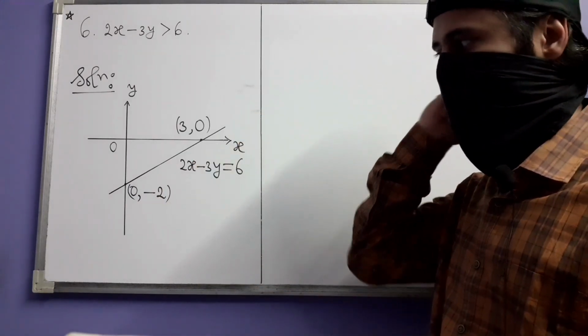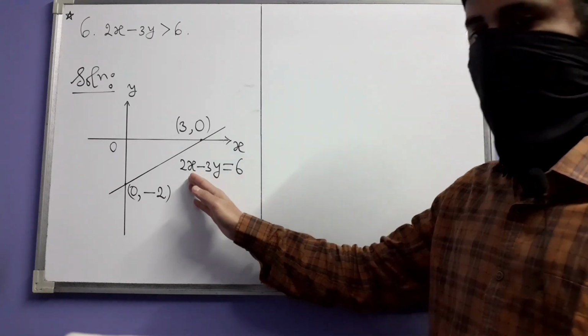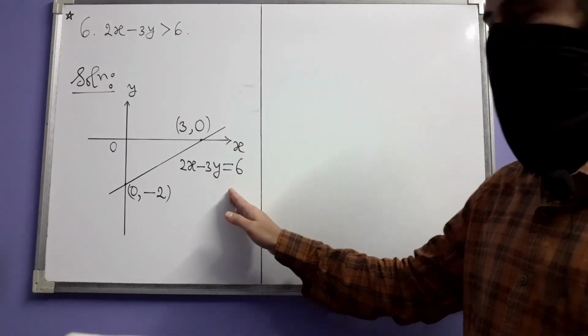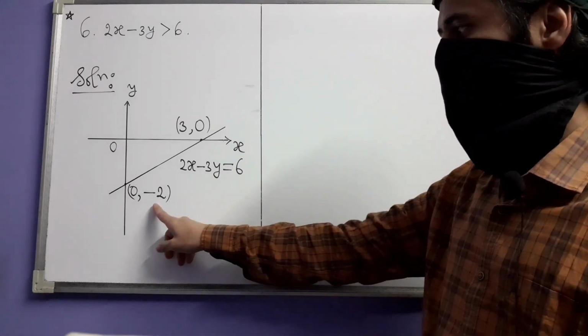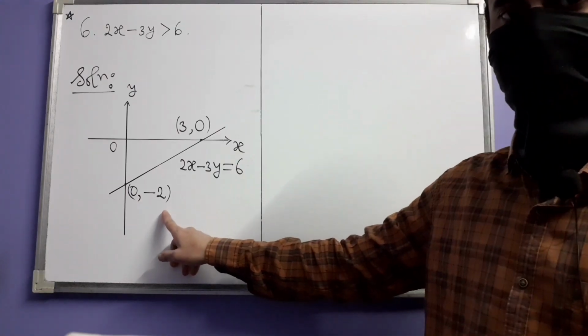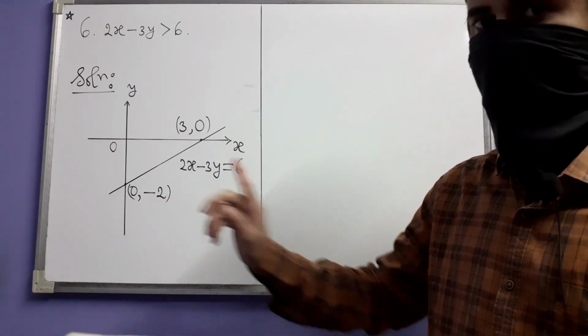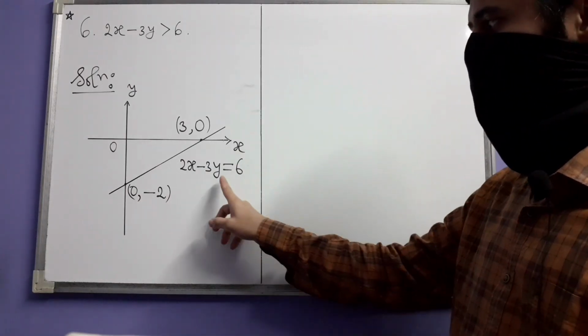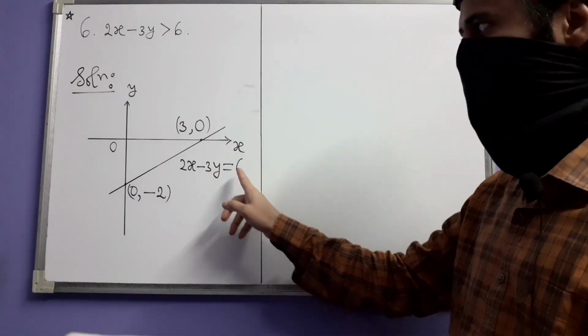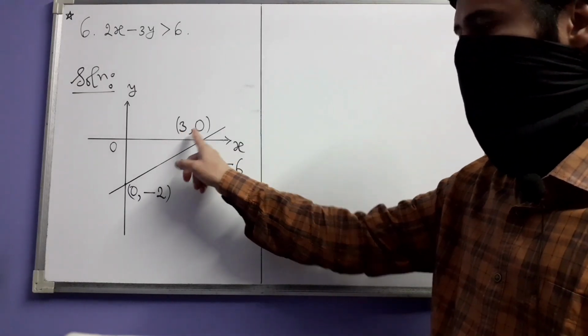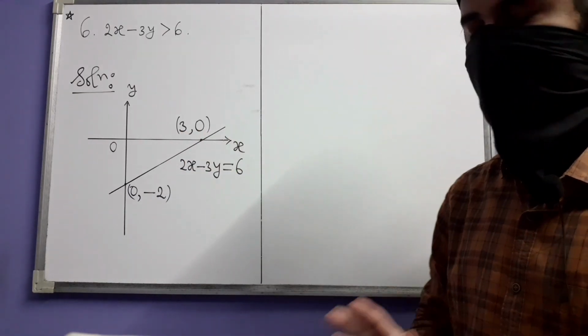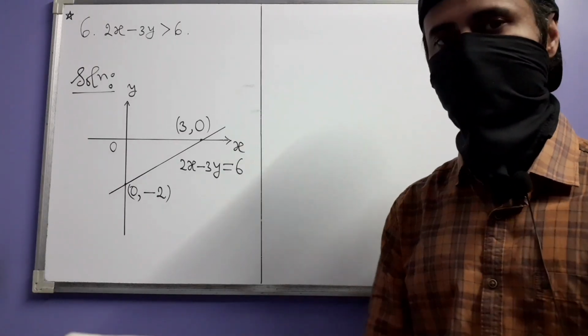To find this straight line, you put x equal to 0 and solve for y. That way you get y equal to minus 2. So that gives you one point on the straight line, 0 comma minus 2. And then you put y equal to 0 and solve for x. That way you get x equal to 3. So you get the other point, 3 comma 0. And the straight line passes through them.